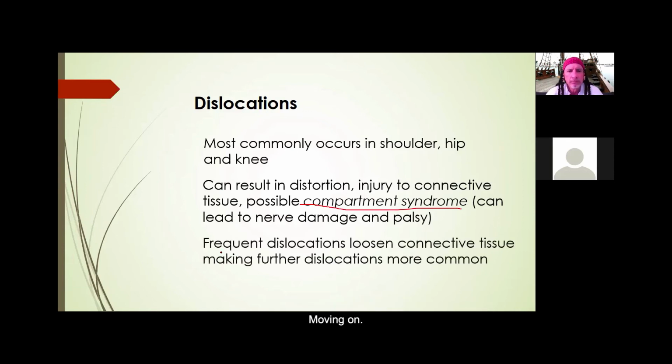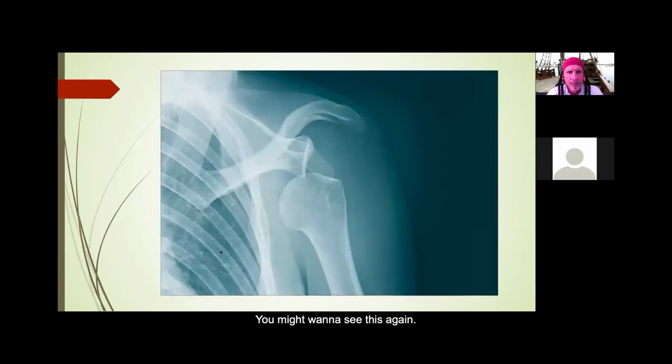Moving on. As I said, frequent dislocations will loosen connective tissue as you go along. So, boink, you might want to see this again. Here is the image of the dislocation I was looking for in the last lecture. That is a dislocated shoulder.